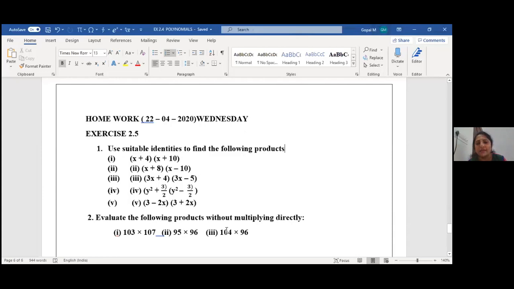Am I clear, children? And second main: evaluate the following product without multiplying directly. You people are not in a lower grade to multiply 103 by 107. Apply identity. How to do this one? 100 plus 3, 100 plus 7. Next, 95 times 96: 100 minus 5, 100 minus 4. Third one, 100 plus 4, 100 minus 4. So finish all these sums on your own.